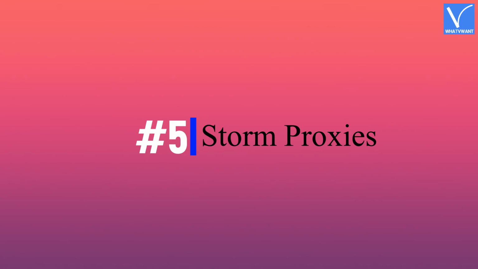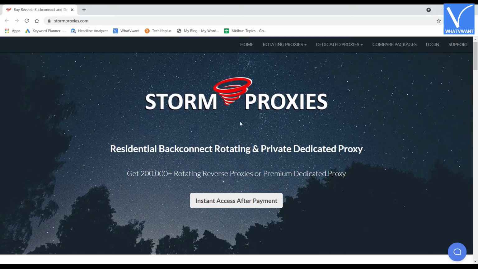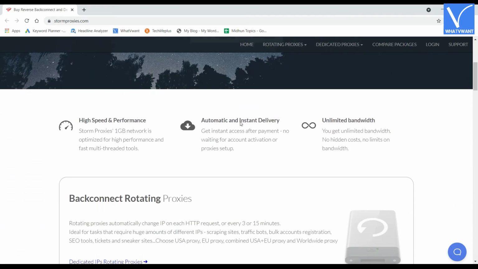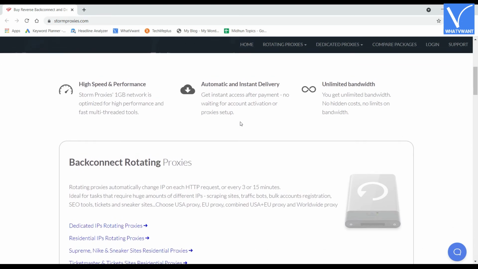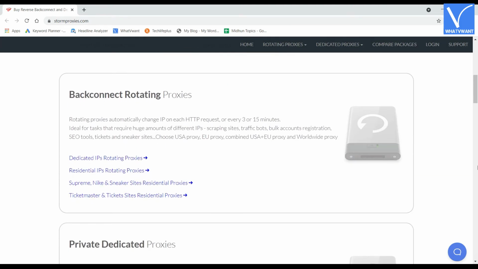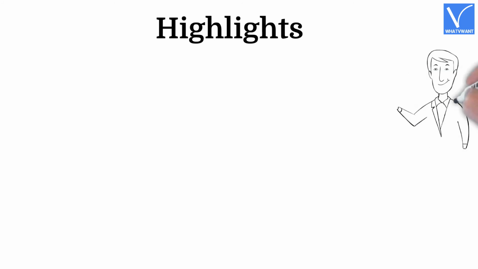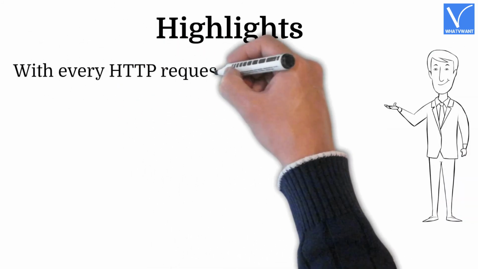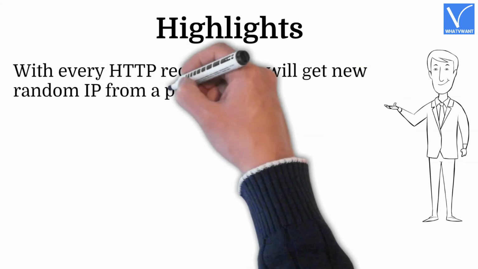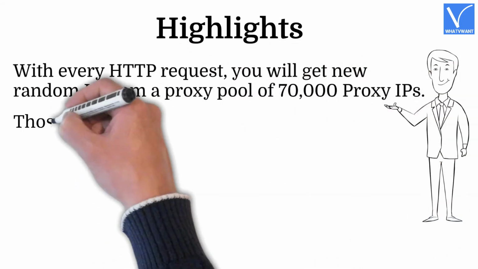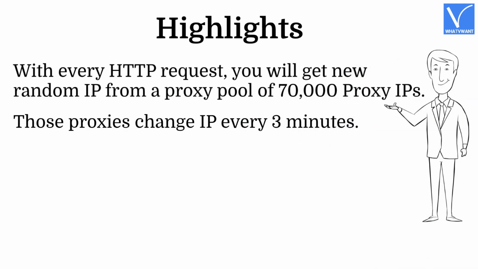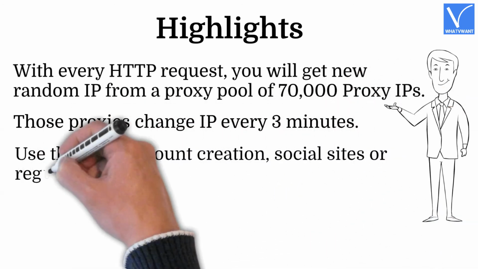Number 5, Storm Proxies. Storm Proxies is also one of the best private proxies. It has unique technology developed in-house to make proxies highly anonymous. Your real IP will always stay hidden. It offers high speed and performance. Storm Proxies' 1 GB network is optimized for high performance and fast multi-threaded tools. You can get instant access after payment. A few highlights of Storm Proxies are: with every HTTP request, you will get a new random IP from a proxy pool of 70,000 proxy IPs. Those proxies change IP every 3 minutes. Use them for account creation, social sites, or regular browsing.